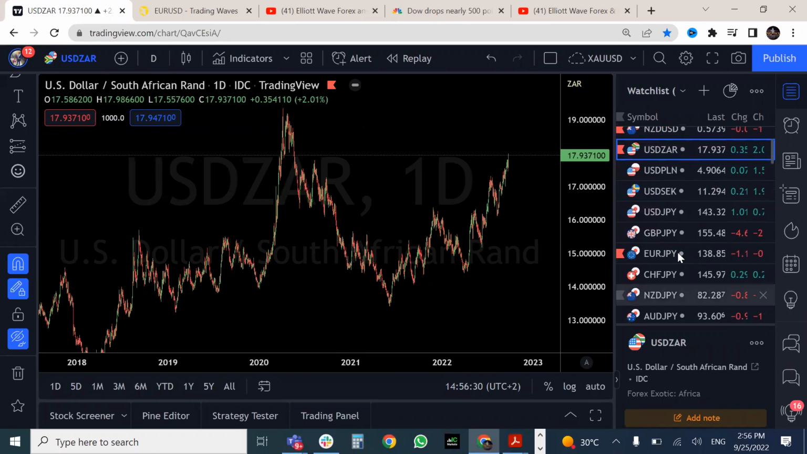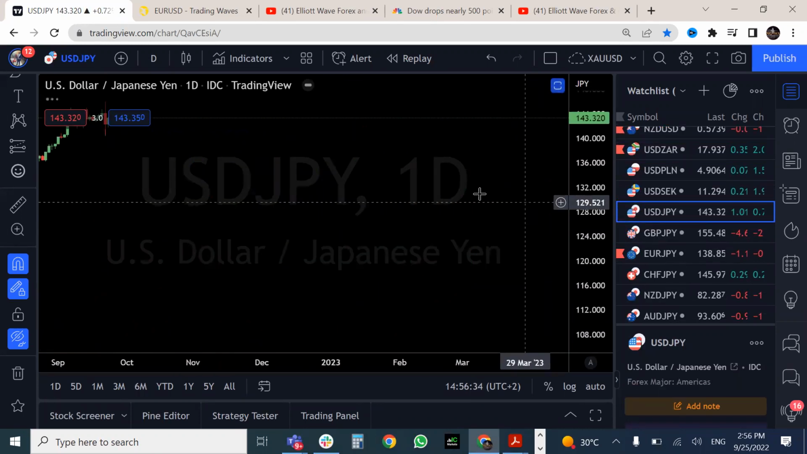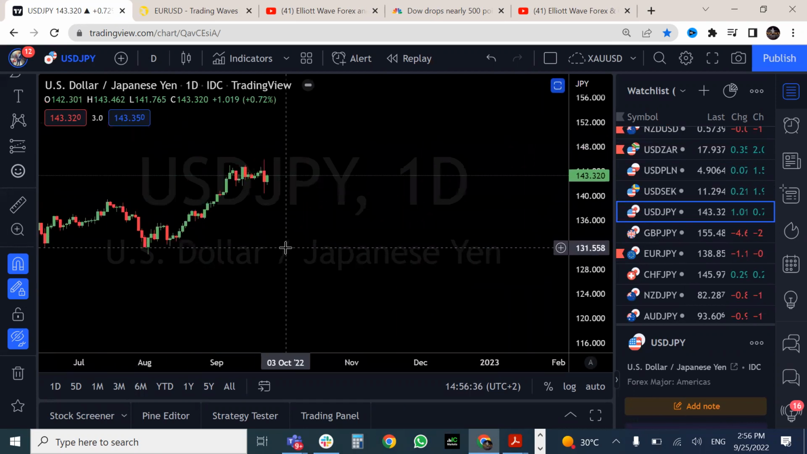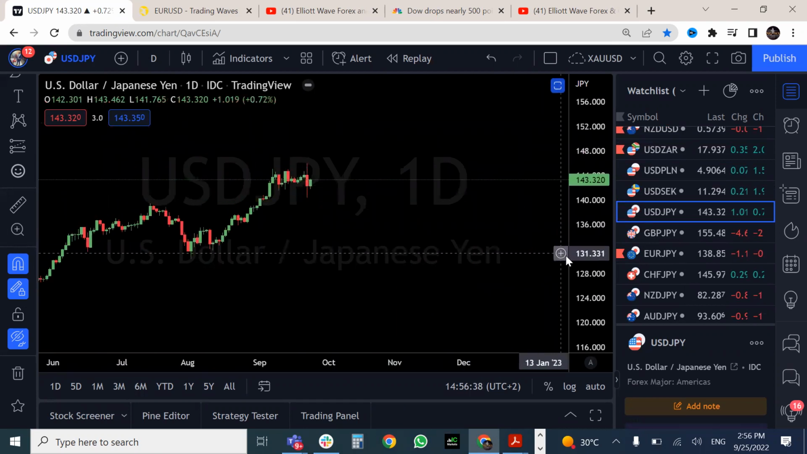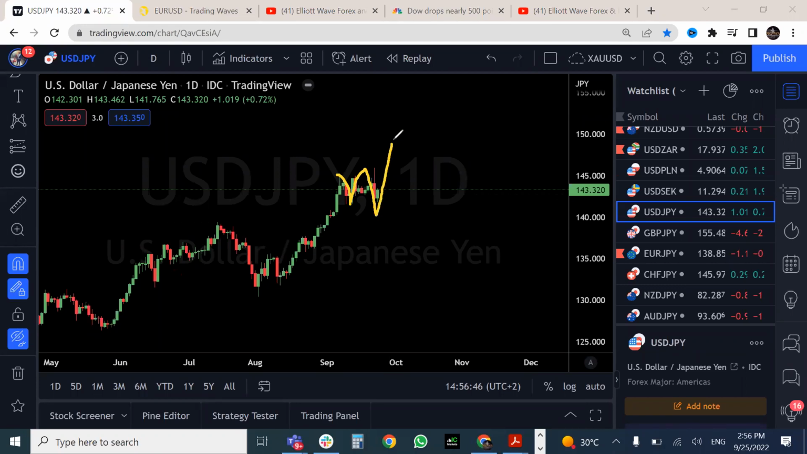As you have seen, the yen pairs, except for US dollar yen, may still continue to push to the upside. US dollar yen obviously tracks the US dollar. So if the dollar index is still pushing to the upside, you will expect that US dollar yen will continue to push to the upside. And this looks like a corrective structure. So we're still expecting that US dollar yen will continue to push to the upside.